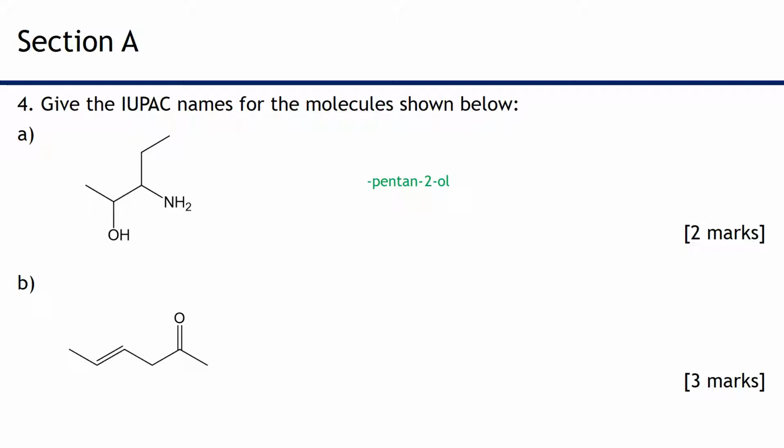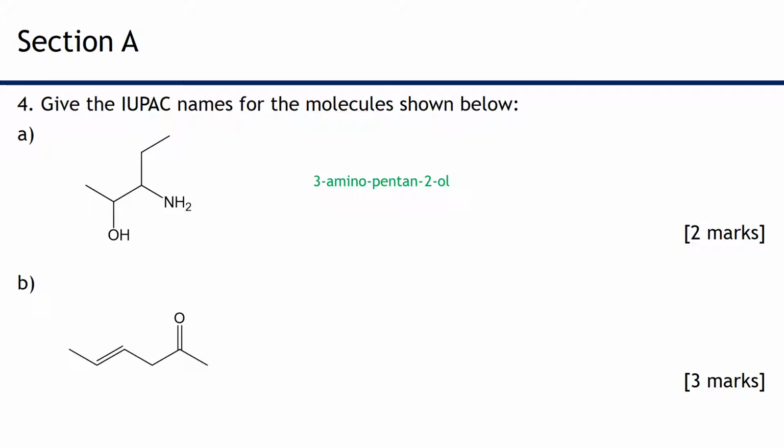We then need to incorporate the amine group into this name, so we'll have to use this as a prefix, so that's going to be amino, and our amine group is on the 3rd carbon along the chain, so it will be 3-amino-pentan-2-ol.